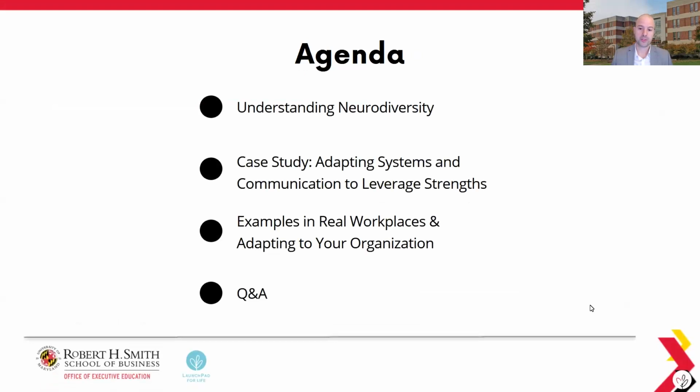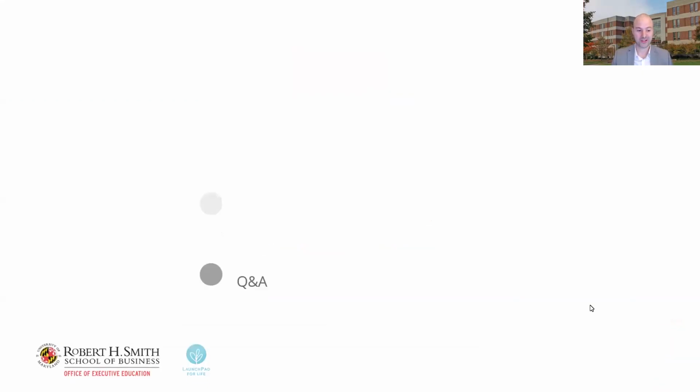For the first part of the presentation, we will discuss neurodiversity in general before we move on to a case study about adapting systems and communication to leverage strengths. Then we'll talk about examples in real workplaces and adapting to your organization before we take your questions. You can type your questions into the Q&A and we'll take the time to answer them at the end of the presentation. Now I'd like to hand it over to Nicole for understanding neurodiversity.